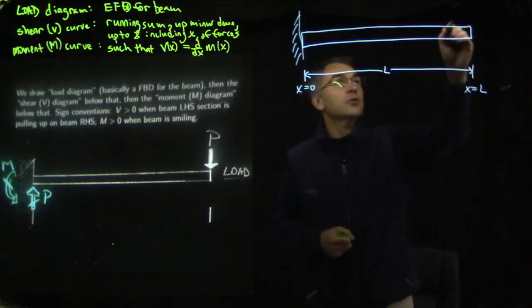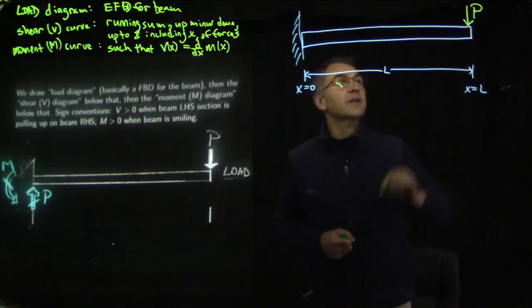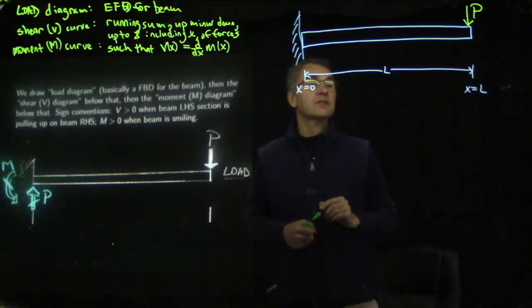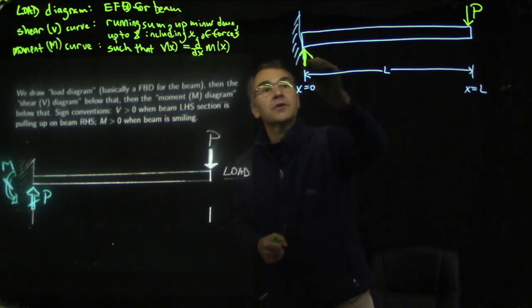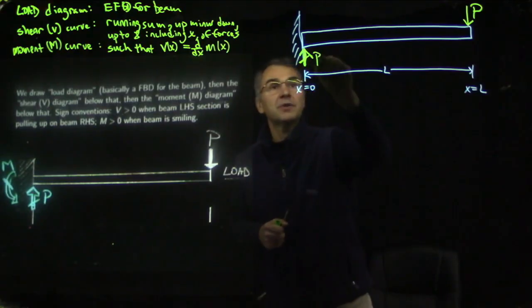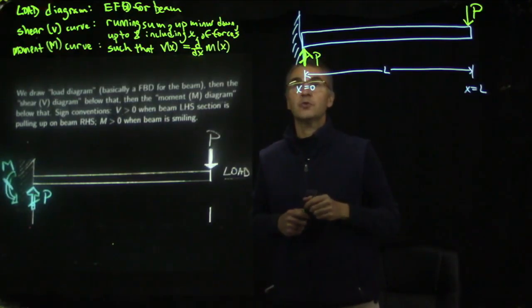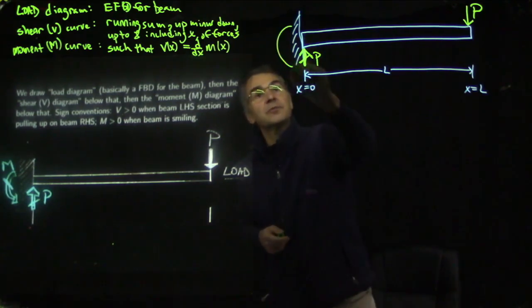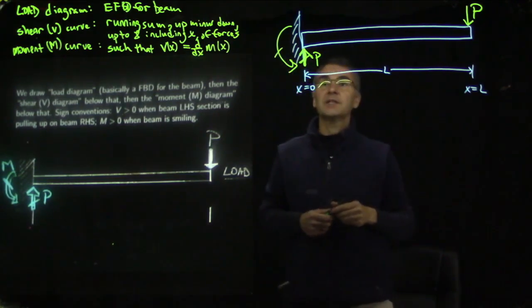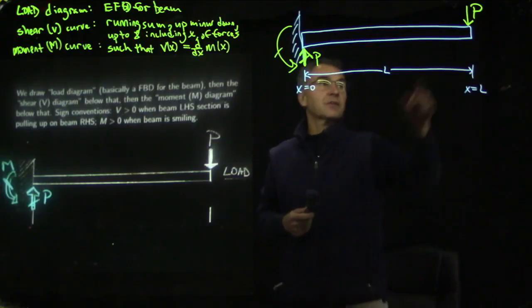But in fact, we know that there is a concentrated load P at the far end of the beam. So we can deduce that there must be an upward support force of the same magnitude, P, exerted by the wall on the beam to hold it up. And then you also know that this is going to cause the beam to try to rotate clockwise. So you must have some torque exerted by the wall on the beam at the place where the beam is attached to the wall to counteract this torque.